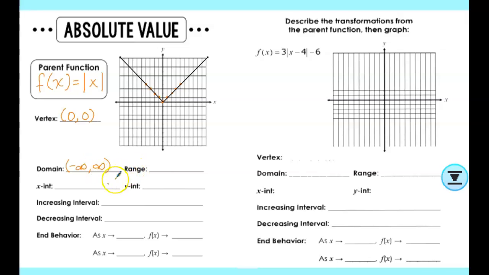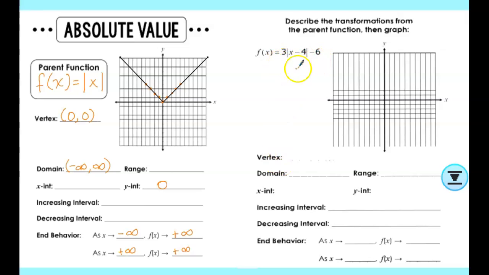We're not going to worry about the range or the x-intercept, but we're going to look at the y-intercept, which in this case, again, is 0. We're not going to worry about the increasing and decreasing intervals. But the end behavior: as x gets more and more negative, what's happening to y? It's going to positive infinity. And on this side, as x gets bigger and bigger in the positive direction, y is also getting bigger and bigger in the positive direction.